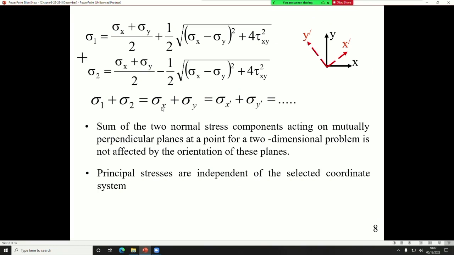Now, I showed you last week that the summation of the normal stresses at any point is always a constant value. It doesn't matter which coordinate system you select, the summation at a particular point is always a constant value. It means principal stresses are independent of the selected coordinate system. They just depend on the loads applied to the structure.